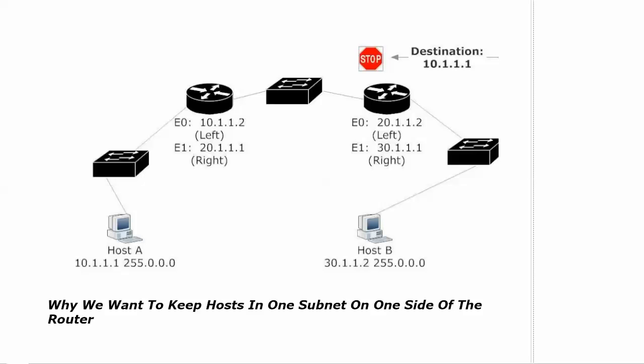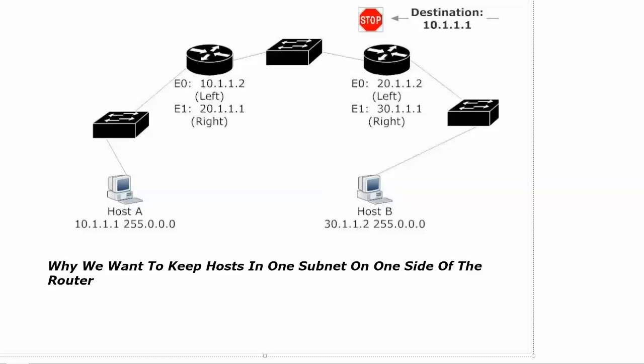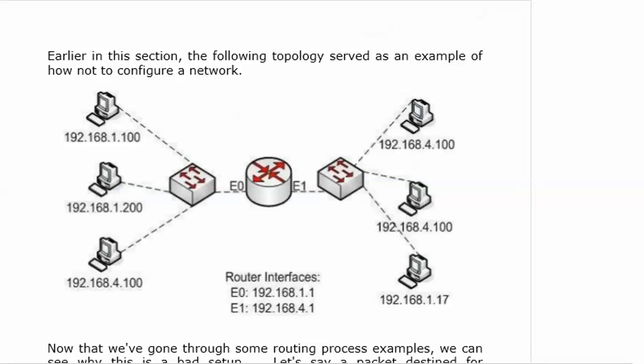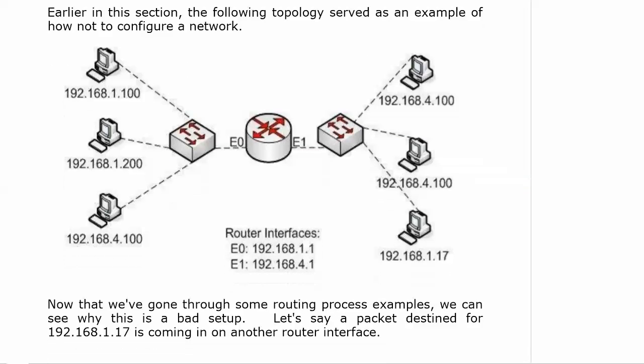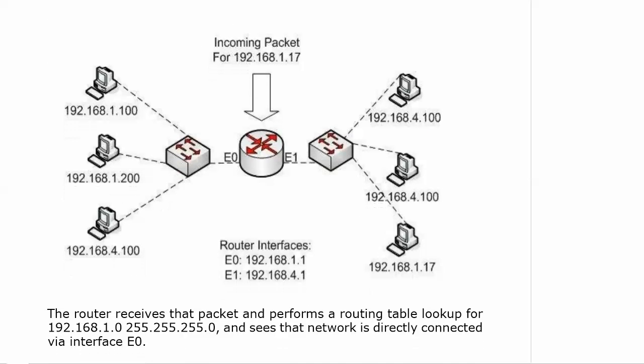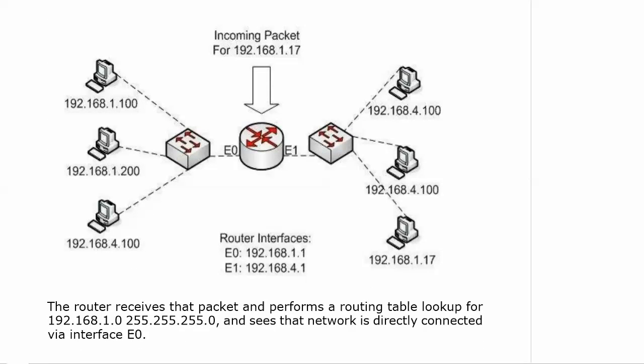So let's go forward here to that discussion. This is going back to what we talked about earlier, because this is why we want to keep hosts in one subnet on one side of the router. This is the one we looked at earlier, the following topology, how we don't want to configure the network. And now that we've gone through some fundamental routing process examples, you can see why this is a bad setup. Because let's say that a packet destined for 192.168.1.17 is coming in on another router interface. Could be another Ethernet interface, could be a serial interface, doesn't matter.